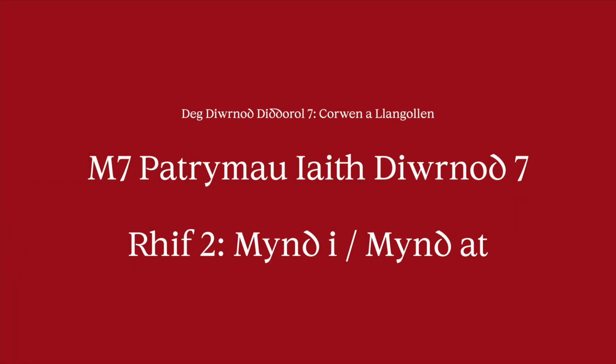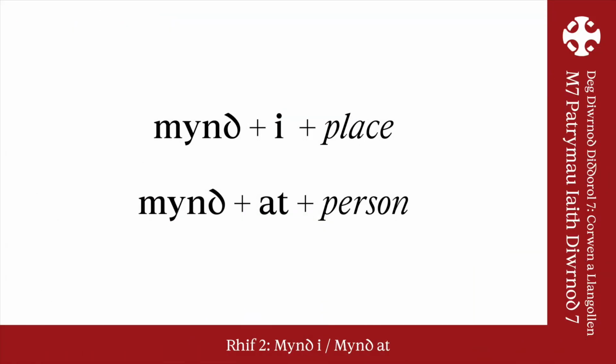Rhif 2. Mynd i. Mynd at. What's the difference? Some verbs, for example, mynd, to go, can be followed by different prepositions. For example, i or at with mynd, to create different meanings.